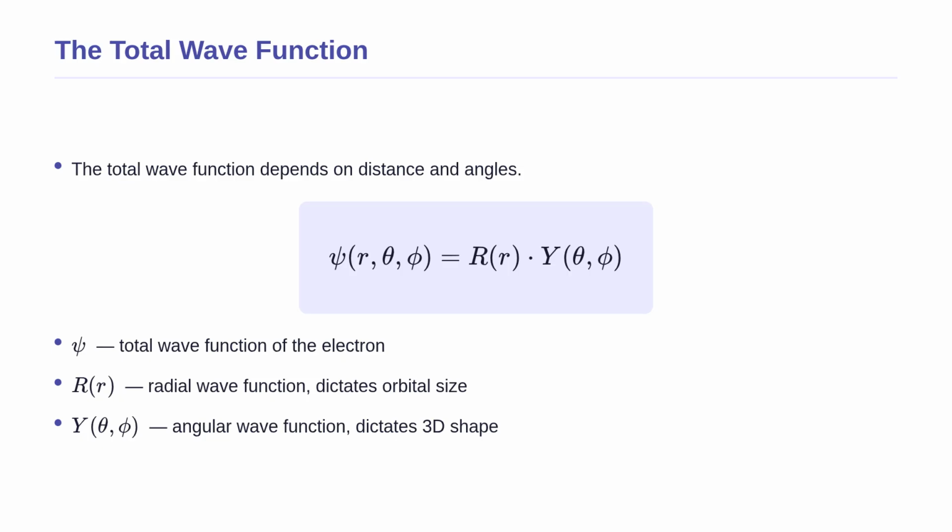The function Y of theta and phi is the angular wave function. This angular part is entirely responsible for the actual three-dimensional shape of the orbital. As the angles change, this function dictates whether the orbital looks like a sphere, a dumbbell, or something more complex.